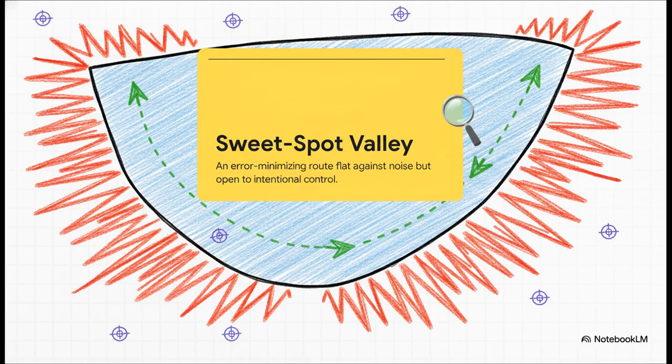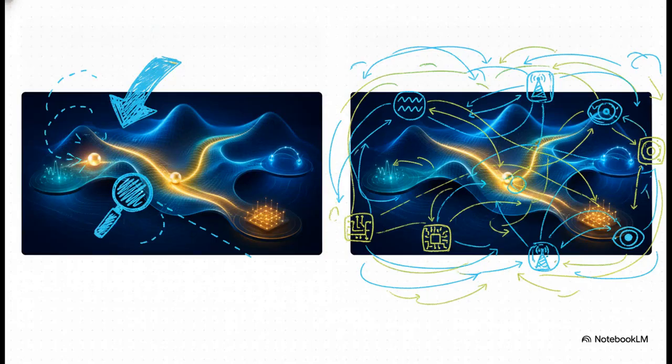Perpendicular to the trench, the walls are flat against random noise, which shields the qubit. But along the actual path of the trench, the way forward is perfectly open for us to execute our intentional control operations. And this completely illustrates how we scale the whole concept. On the left, you've got a single qubit successfully navigating its protected valley. But look at the right side.